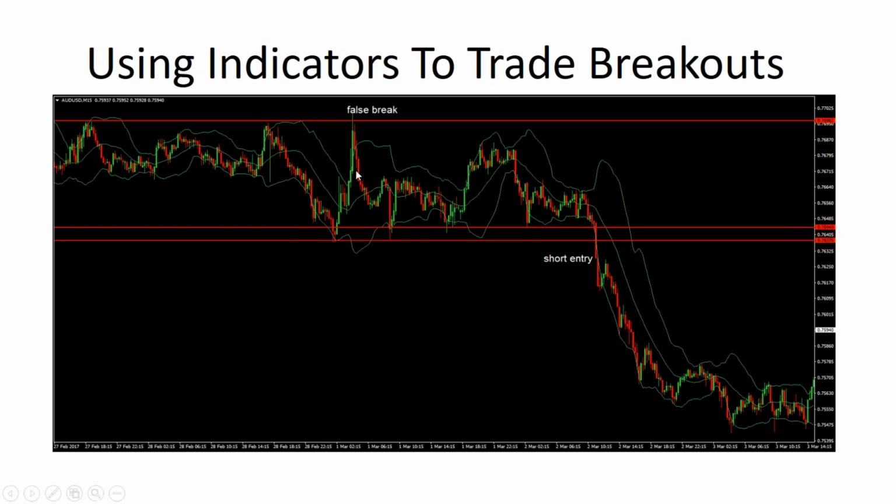And you can see that price is also respecting the Bollinger Bands. We're simply bouncing off the Bollinger Bands. We've got a little bit of movement at this point here, but we're still well inside our range scenario. So what we're looking for is a point where price breaks both the Bollinger Bands and the support and resistance.